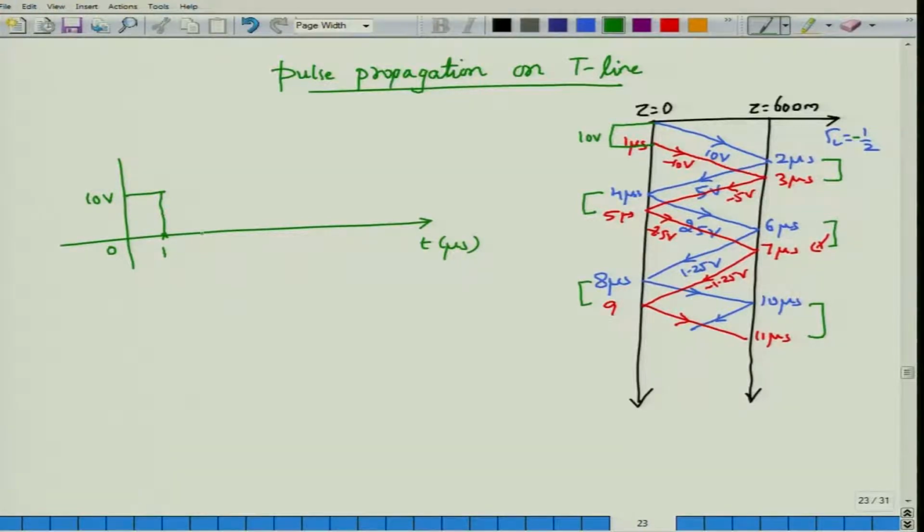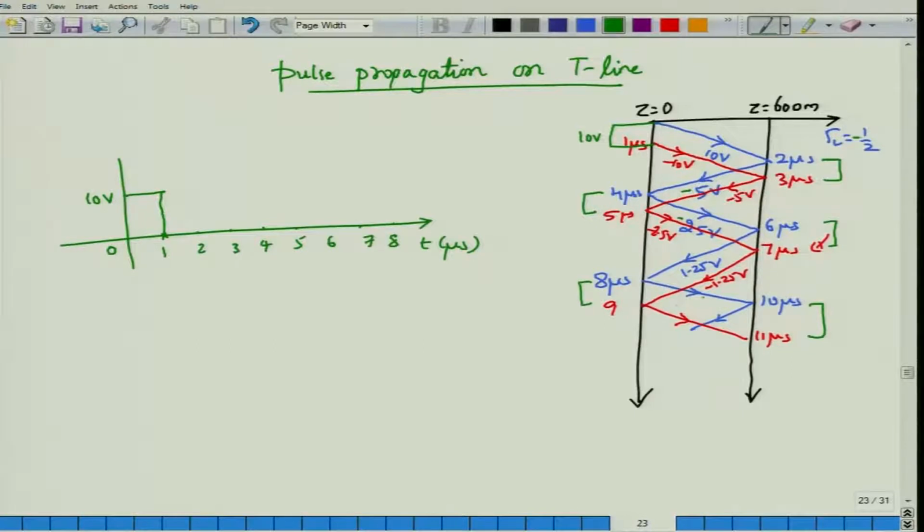Let's mark out 2, 3, 4, 5, 6, 7 and 8 microsecond. The change will happen at 4 microsecond. At 4 microsecond, what would be the voltage that would be propagated? It would be 5 plus 2.5. So this would be 10 volt, reflected is minus 5 volt, reflected is minus 2.5 volt, reflected back here is plus 1.25 volt, which is all right.